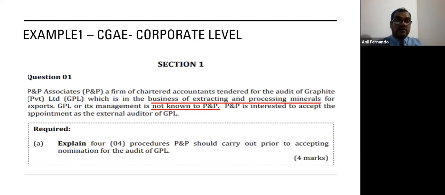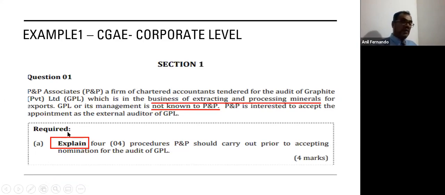Now we will take a few examples from your last examination, held in February, I suppose. The corporate level, Corporate Governance, Assurance and Ethics paper. Question number one: PNP Associates. Just forget about the text and look at the question required.